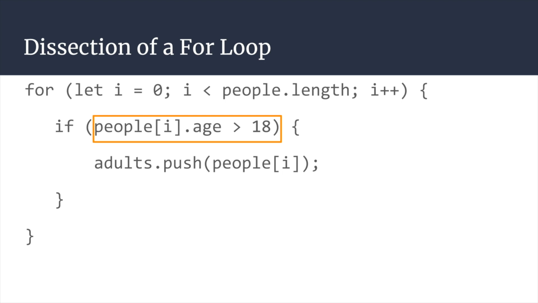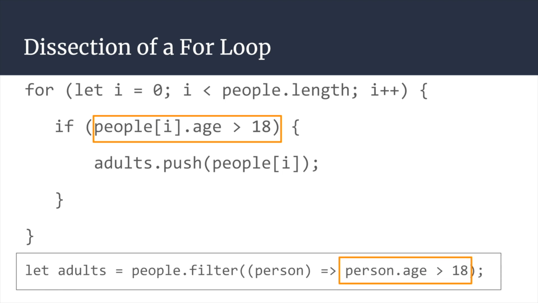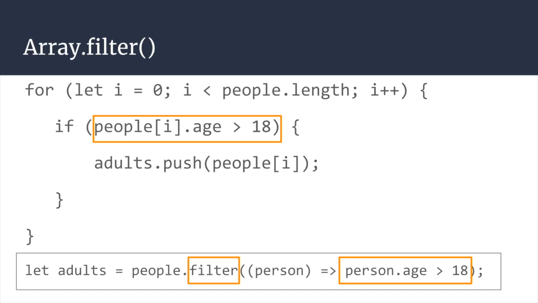So what if we took that same condition and just applied a filter to that people array? We take that piece, stick it in the callback function we have for our filter, and suddenly we have a filter where we're filtering the people that are over 18 into the adults array. 5 lines down to 1, and as we're starting to see the pattern of what to look for, it becomes a lot quicker and easier to read.